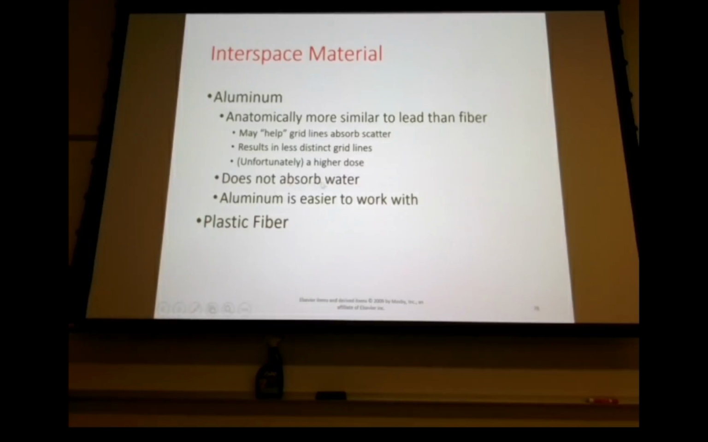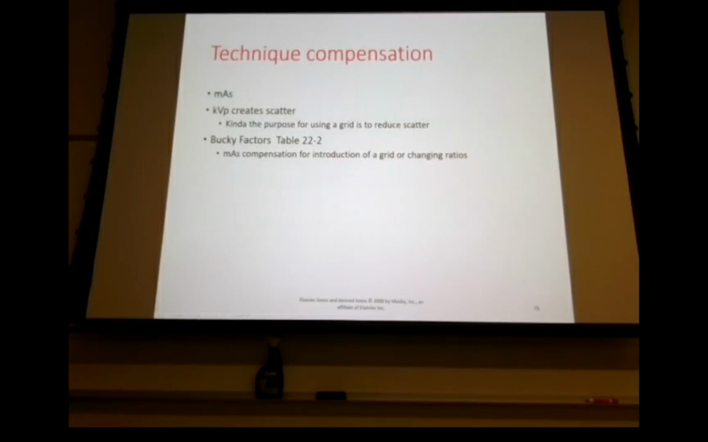Unfortunately, they come with a higher dose because it's going to absorb more of the X-ray, the remnant beam. Doesn't absorb water. It's easier to work with, but you can also use plastic fiber as well. So our technical compensation for grid use is going to be mass. And if you look at the bucky factors on table 22-2 on page 302, this bears a little bit of explanation.